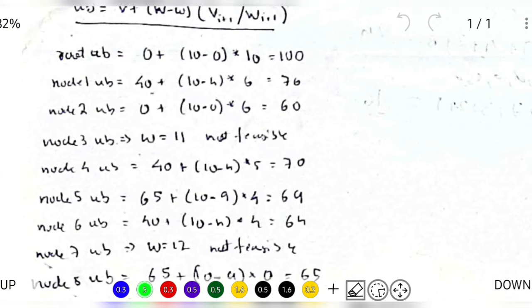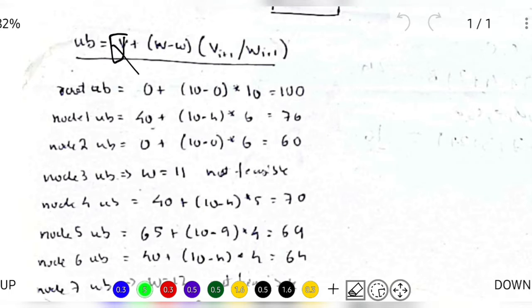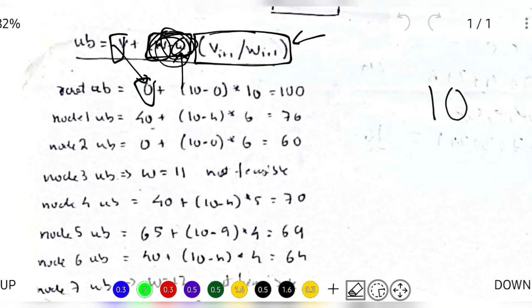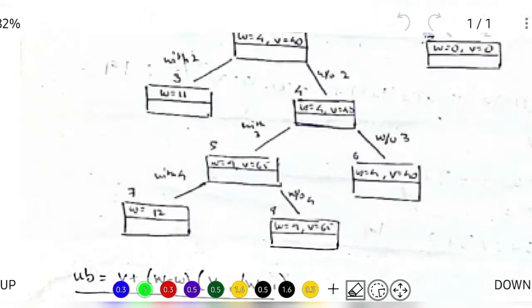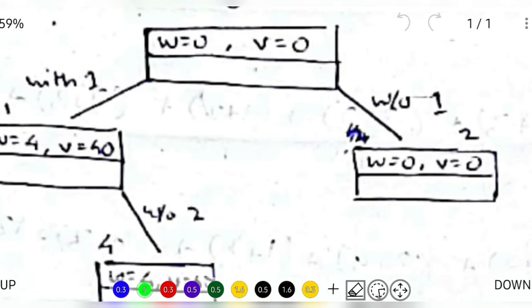How did we get that? V is the initial profit. If we have any initial profit, we add it; if we don't, we write 0. Then we consider how much weight is used and how much was the total weight. If we have used any object, we have to deduct that weight. So it will be the weight we have left into the profit for 1 kilogram of the next item. If 1 kilogram is 10, and I have 5 kilograms left, I multiply and get the maximum profit possible. That is the upper bound, and this very important step is to write the upper bound here. We got 100, and this will be written here.